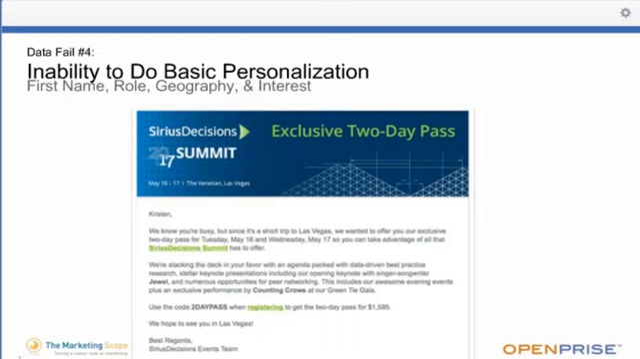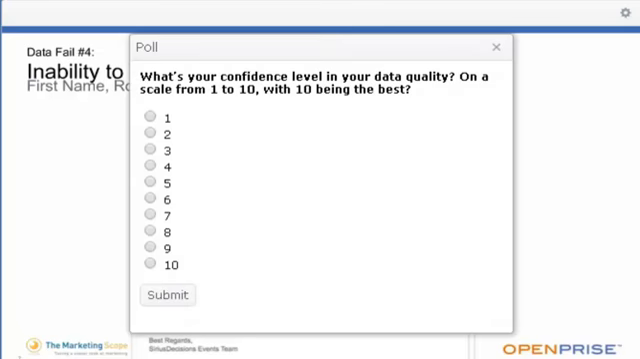Hey, Alan, let's get to question 5 in the last part of the poll here. Okay. I'm going to go ahead and pose the question. So it's live now. Question is, what's your confidence level in your data quality on a scale from 1 to 10, with 10 being the best? So I'll go ahead and launch that. Hold on to it for a few seconds.